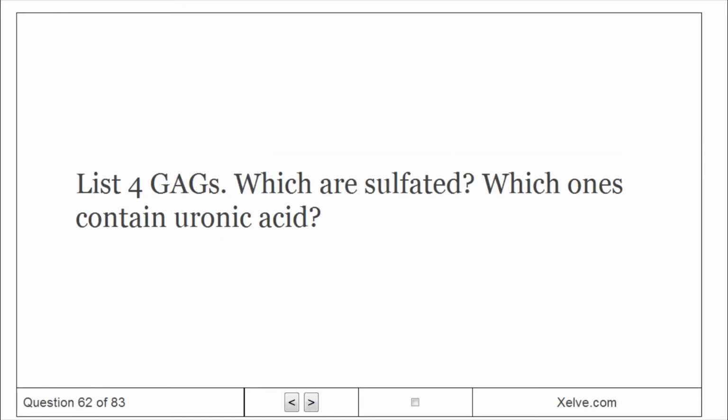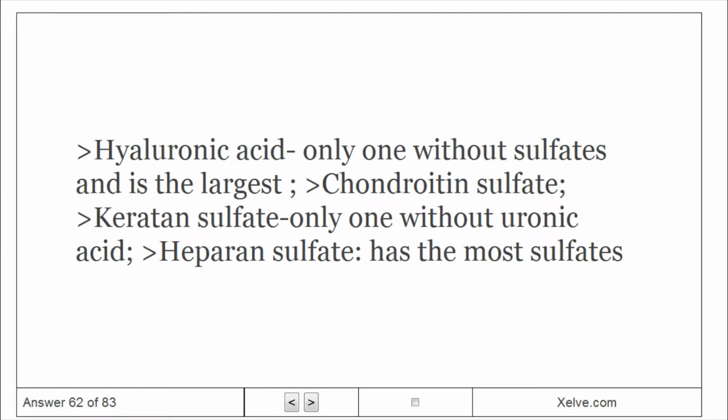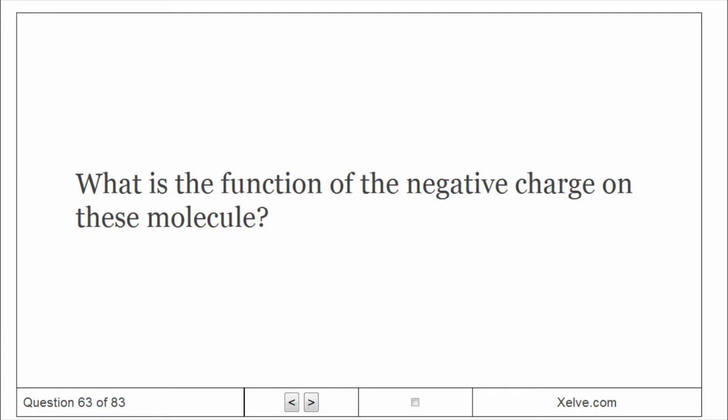List 4 GAGs, which are sulfated. Which ones contain uronic acid? Hyaluronic acid is the only one without sulfates, and is the largest. Chondroitin sulfate, then keratan sulfate, which is the only one without uronic acid, then heparin sulfate, which has the most sulfates. What is the function of the negative charge on these molecules?